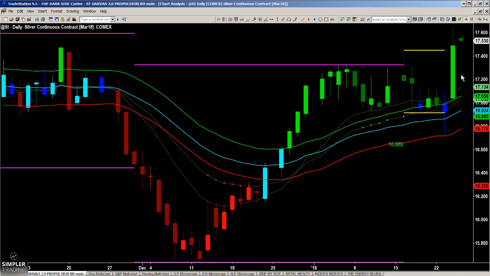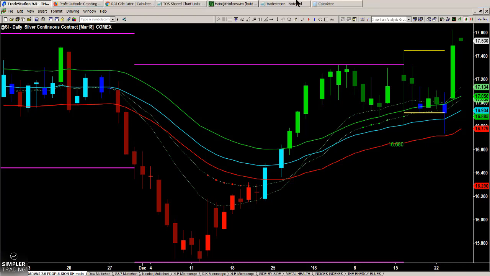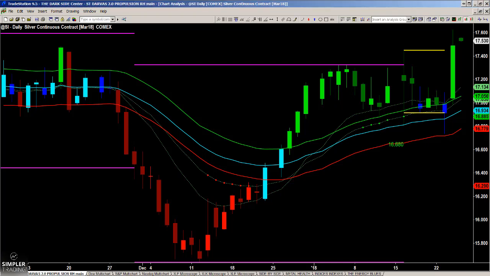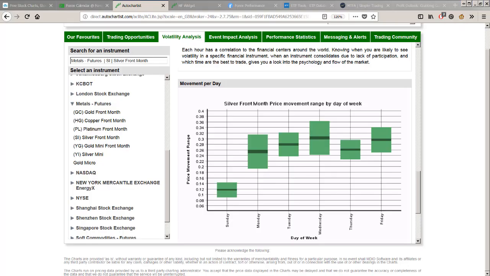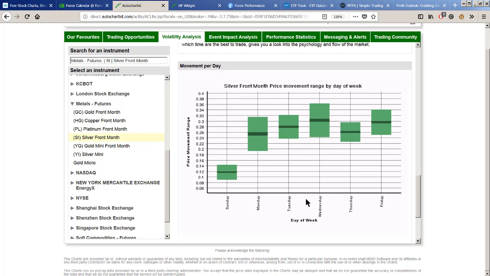So whenever I see a candle that looks like it might be trading above its typical price movement range, I really want to quantify that as quickly as possible. So that takes me over to the movement per day for this symbol for silver. And you'll notice Wednesdays is the highest price movement range for the week. Typically, on a 90-day look back, Wednesdays are more volatile. So we quantify that. How much more volatile is it? 0.36 as opposed to about the 0.32 to 0.34 upper average that we see.